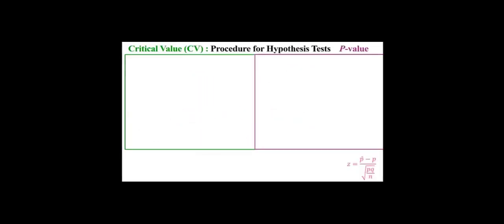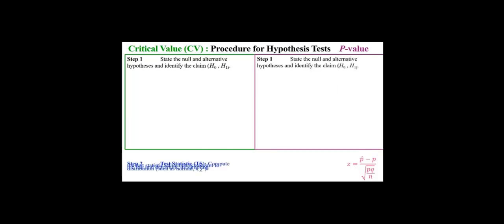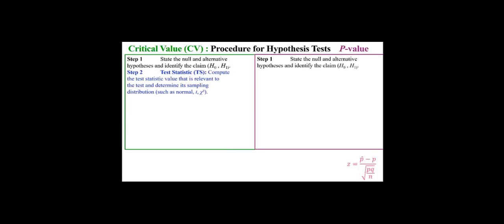The procedure was discussed previously, so let's quickly look at it. We have the null and alternative hypotheses, H0 and H1, the same thing for the p-value method. Then we go with the test statistic. That means depending on what we are testing, we use a different test statistic. In this section, we are dealing with proportion. So the bottom right has the formula for the test statistic. z is p hat minus p over the square root of pq over n. We do the same thing for the p-value.